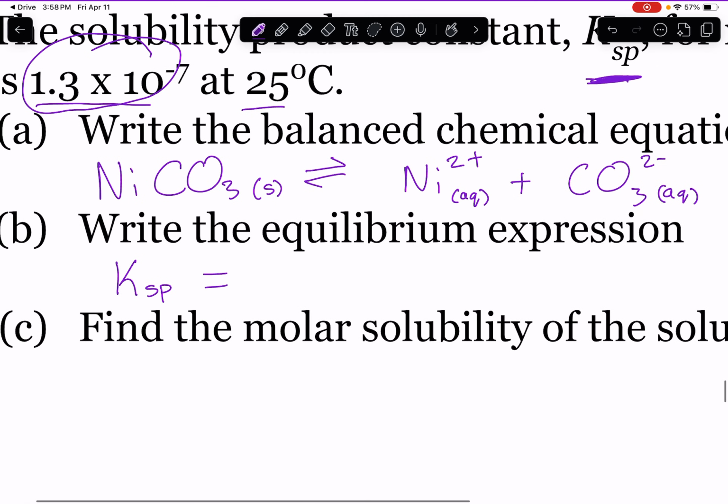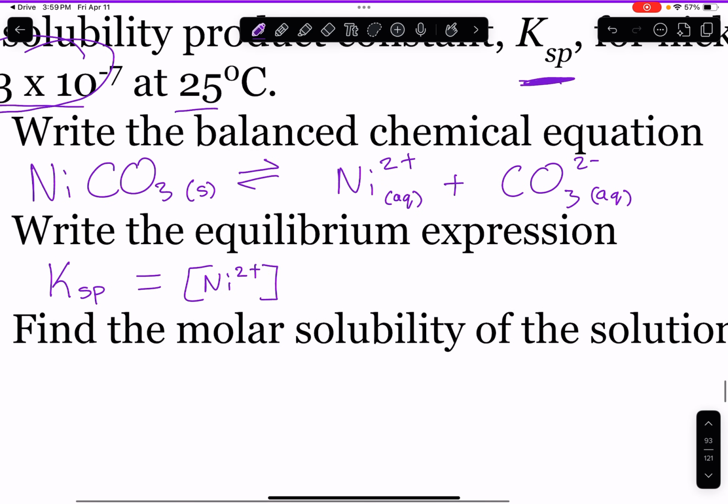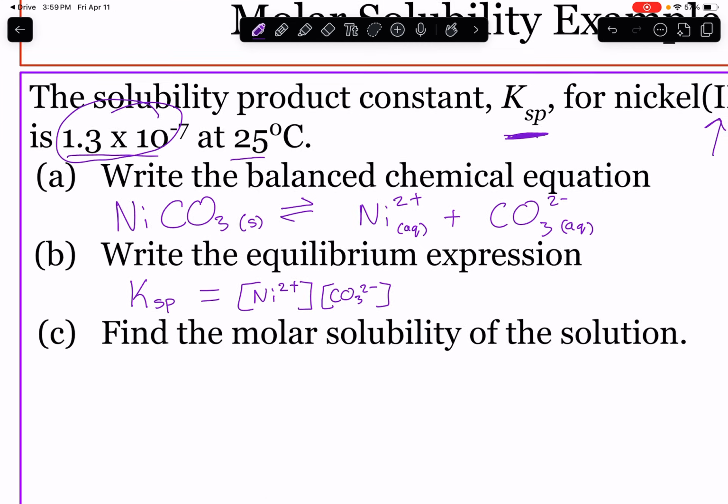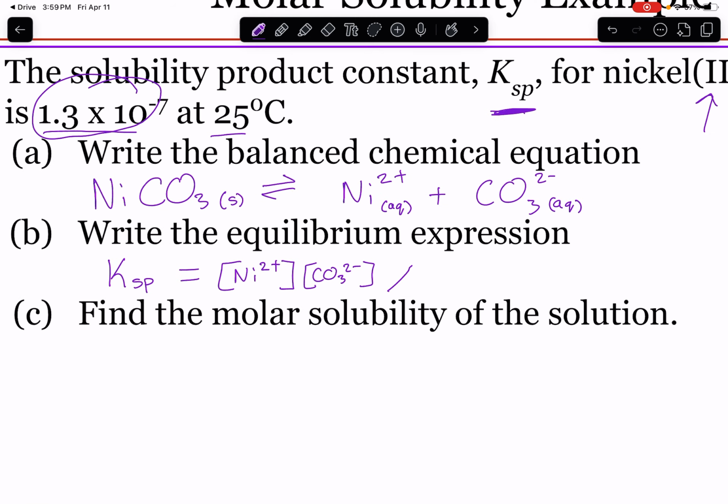The products are on the right-hand side of the arrow. That is nickel. Charges must be included on the inside of the brackets. Nickel does not have a coefficient, so leave that without an exponent. Carbonate, with its charge on the inside of the brackets, there is no denominator, because the only reactant that would be in the denominator is a solid. You could, I suppose, theoretically, use 1 as a placeholder, but you also don't have to.